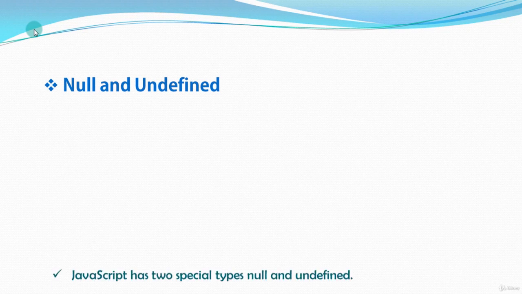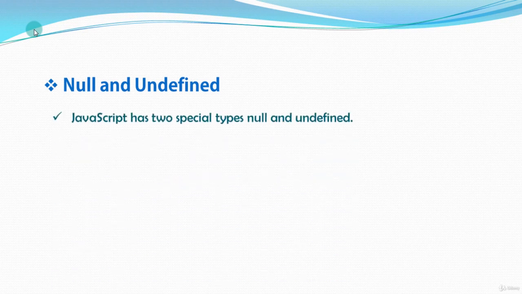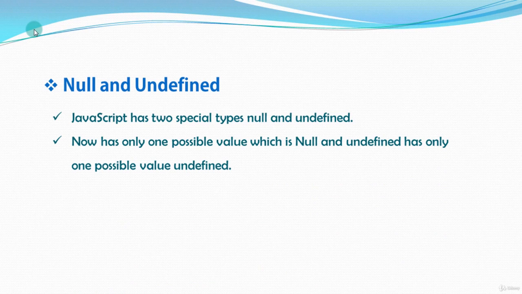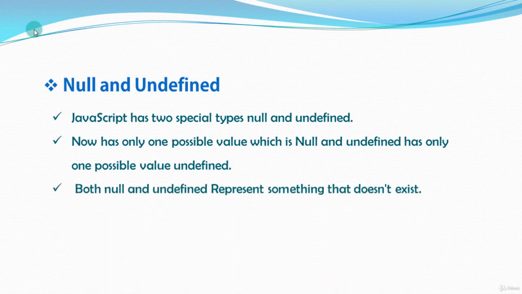Now let's move to the next type, null and undefined. JavaScript has two special types, null and undefined. Null has only one possible value, which is null, and undefined has only one possible value, undefined. Both null and undefined represent something that doesn't exist. It means you haven't specified any value to the identifier. But most programmers use the null type to check whether a value exists or not. You can also use undefined, but giving an undefined value to a variable is sometimes complicated, because if you declare a variable without explicitly specifying a value, it will have the value undefined by default.